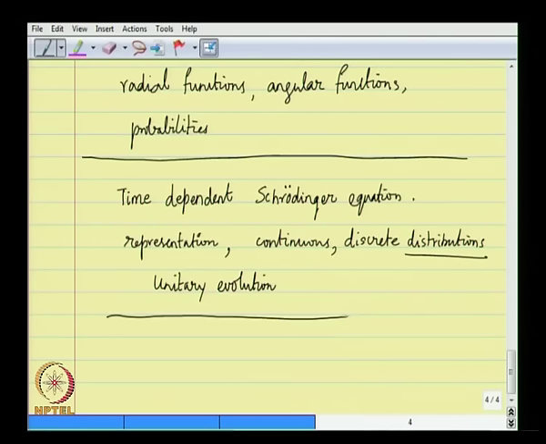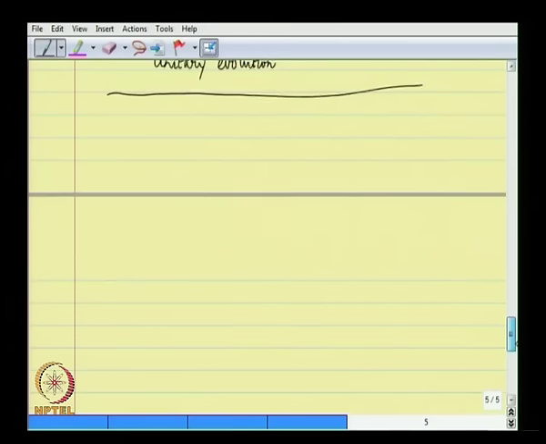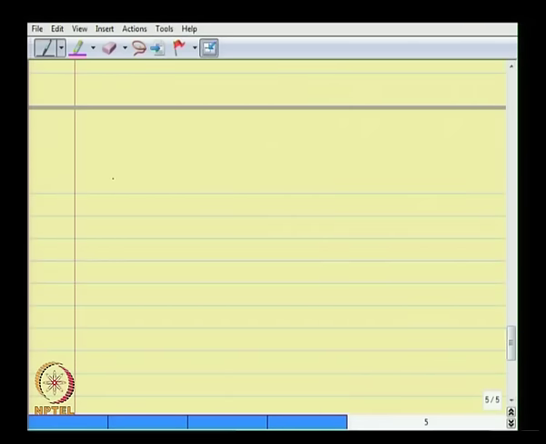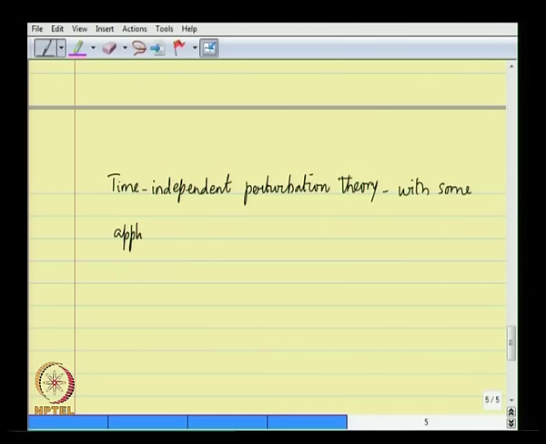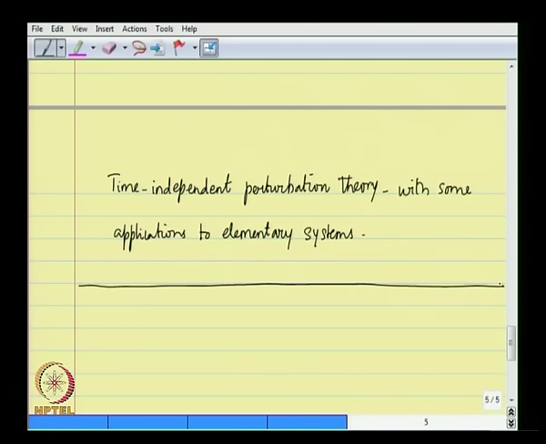The last module in this course will contain time independent perturbation theory, with some applications to elementary systems. These are the topics that I would cover in this course.